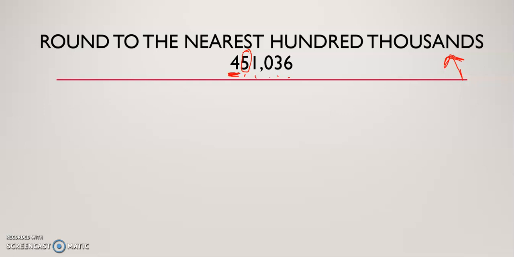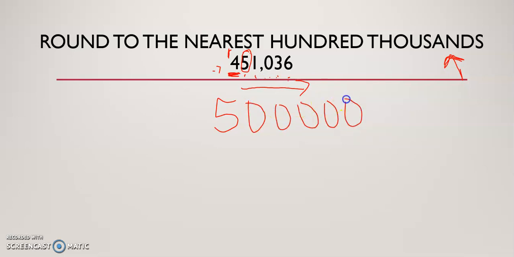I have a 5, so my target, which is the digit we underline, needs to raise by 1. So 1 plus 4 is 5. Everything behind the target changes to 0. I have 1, 2, 3, 4, 5 digits behind, so I need 5 zeros. I do not have anything in front, so my 5 is all I have to do.